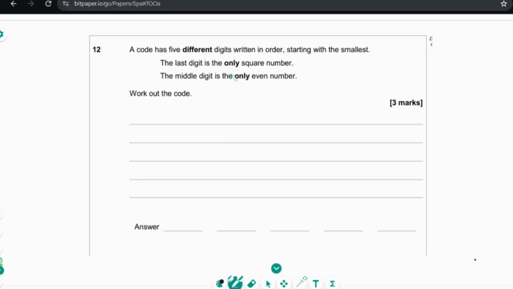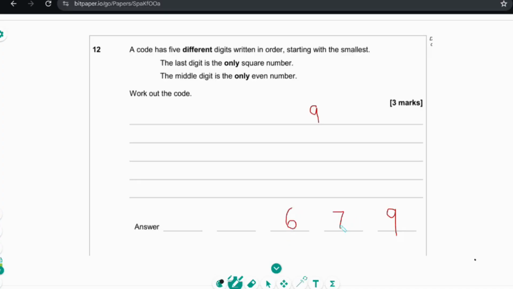Okay, well I'm going to use my square number as 3 times 3 is 9. 9 is going to be my last number. Middle digit is the only even number, and the numbers are written from smallest to largest. And it says 5 different digits, so you can't use the number 12. It's going to be single digits. So this one would have to be 6 because it's even.